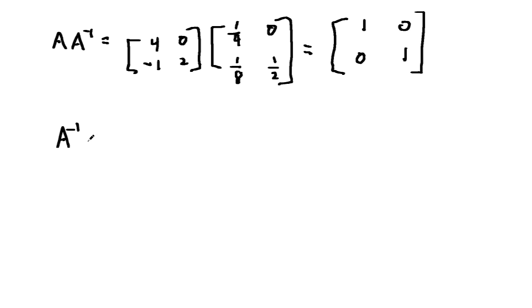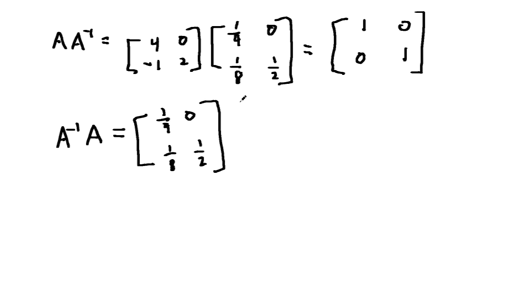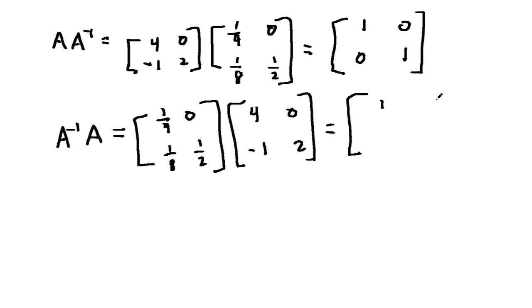Let's multiply A by the inverse on the left, and we should also get the identity matrix. Okay, so that's 1, 0, 1 half minus half, which is 0, and 1 here.